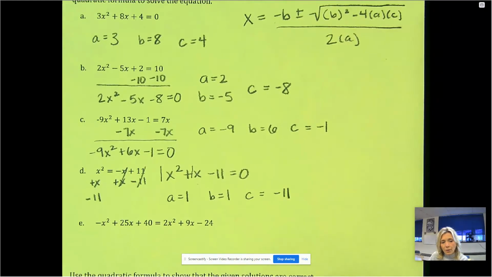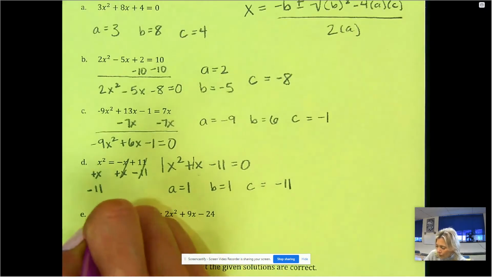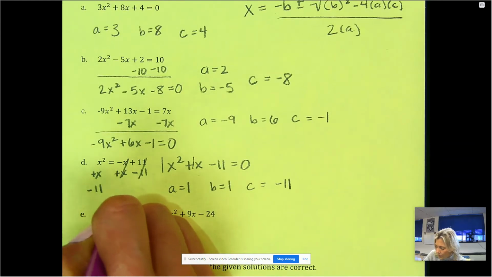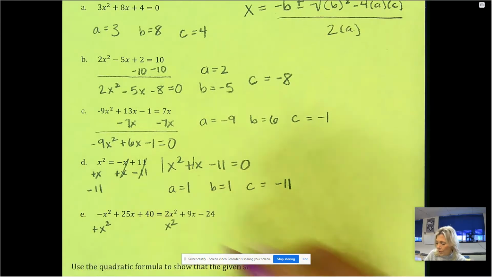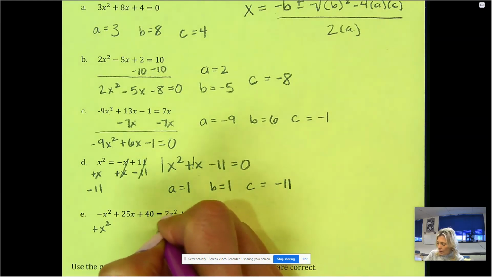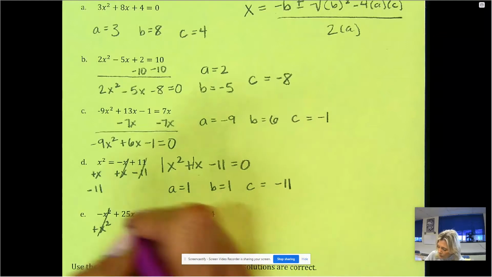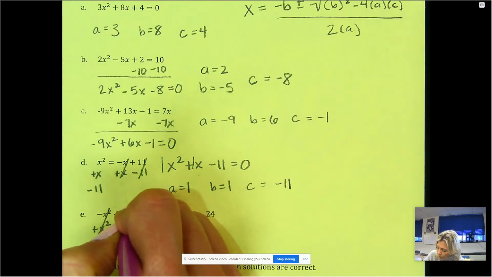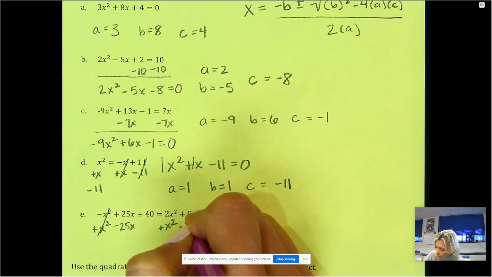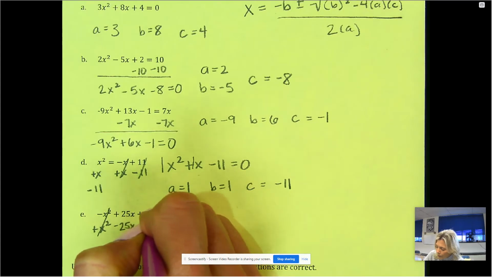And then in the last one here for number 1, you have some choices. We have x squared on both sides of the equation. A lot of people tend to not like to deal so much with negatives, so you might want to add this x squared over, and we're just going to match it up under its like term on the other side. And if I'm going to move that one over, I have to also move the 25x and the 40. So move the 25x by subtracting, and move the 40 by subtracting.